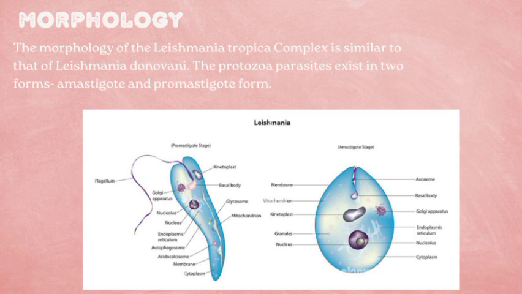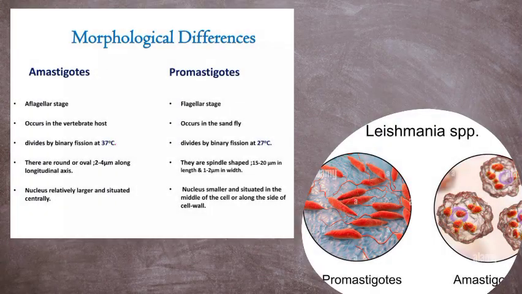Morphology. Leishmania tropica is similar to Leishmania donovani, which is in the visceral class. The protozoa parasite exists in two forms, the amastigote and promastigote. Here in the picture, the long flagella is the promastigote, while the egg shape with a short flagella is the amastigote. So what are their differences?